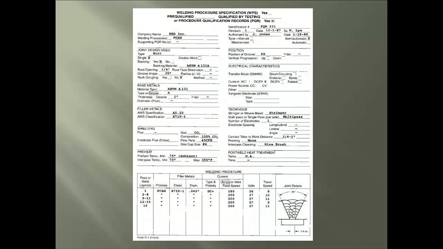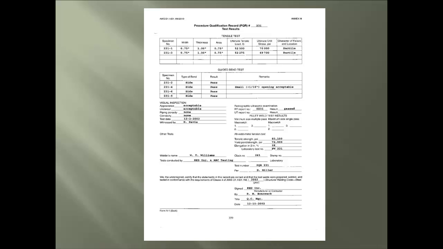We have come to the second item of this segment, which is review of a PQR sample form. And here we see the first page of a PQR package, which is the recipe of the how-to weld a joint assembly. And the second page here is the test results form. Now let's go through the important line items of these forms for a better understanding.